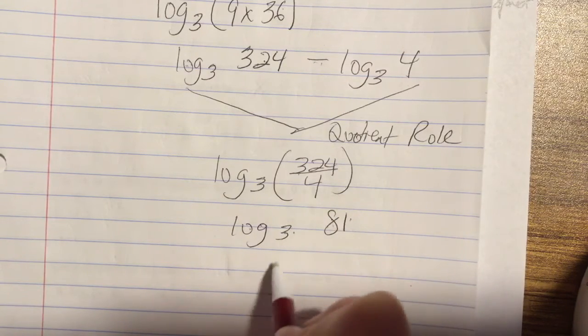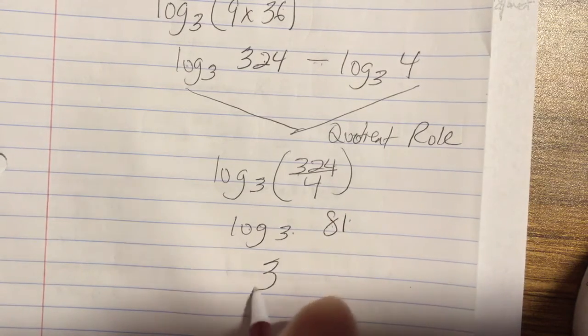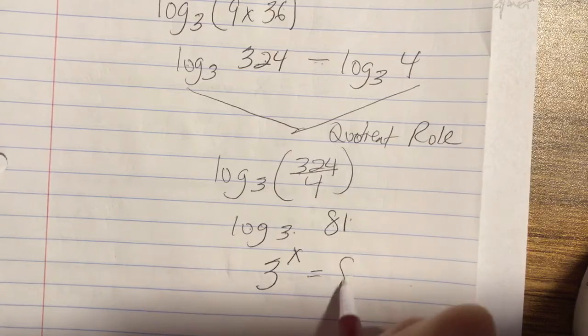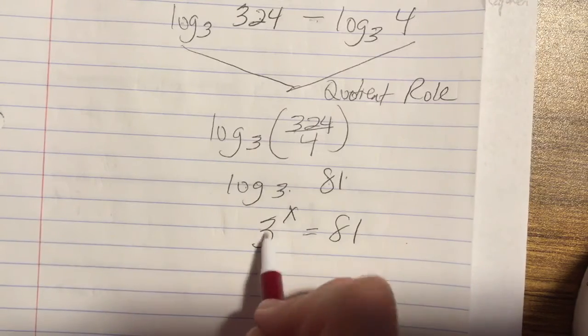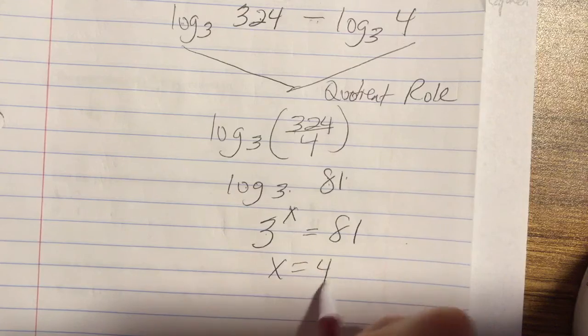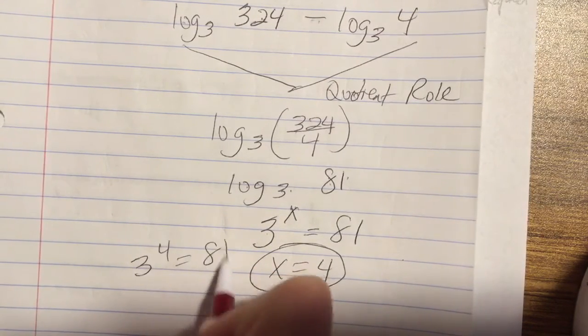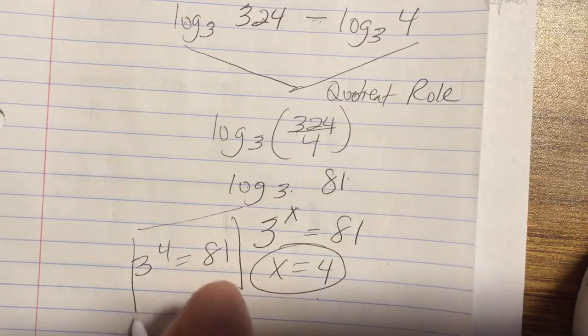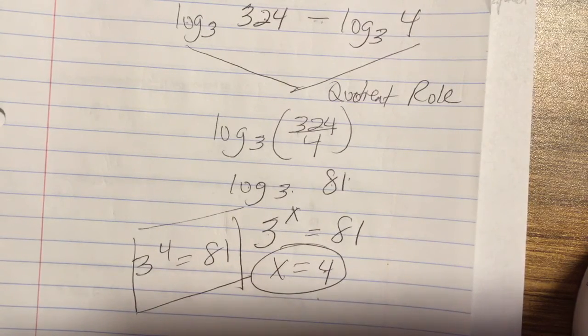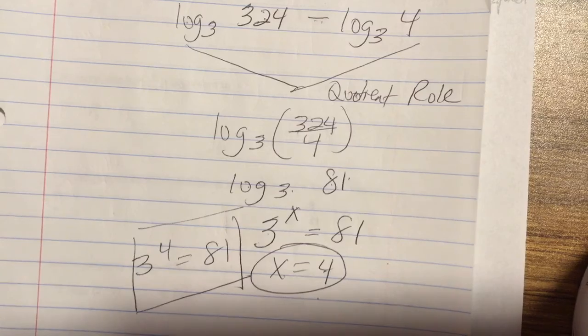Log base answer equals exponent. So the base is 3, the exponent is unknown, and the answer is 81. The only value of x that would work is 4. 3 to the 4th power is 81. X equals 4 is your answer. The other classwork exercises will be in another video.